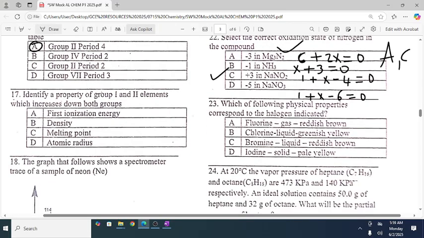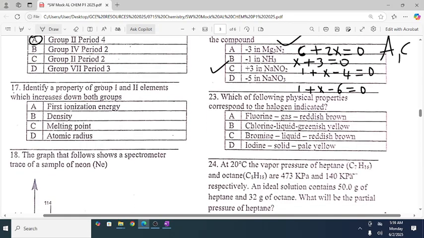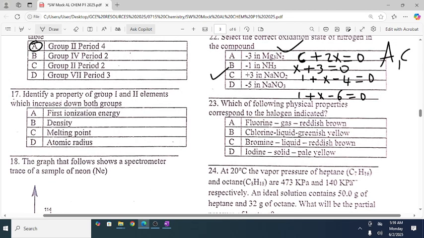Alright, the last but not the least question: which of the following physical properties correspond to the halogen indicated? Fluorine gas, no, it's not reddish brown. I know that bromine is reddish brown, and is bromine a liquid? No, chlorine is not a liquid, so option B is wrong, because chlorine is a gas, not a liquid. Now C says bromine liquid, reddish brown. Is bromine a liquid? Because I know that bromine has a reddish brown color. But yes, I think bromine is a liquid.